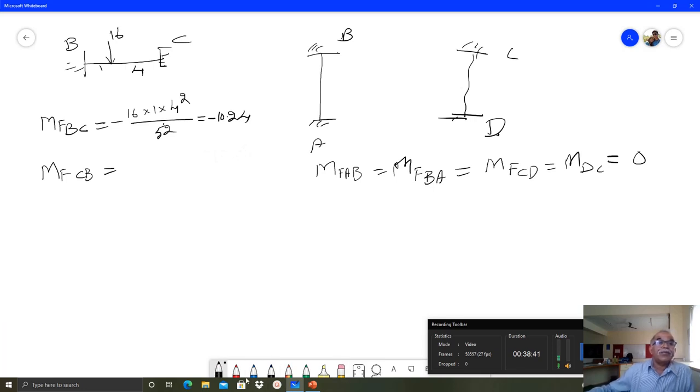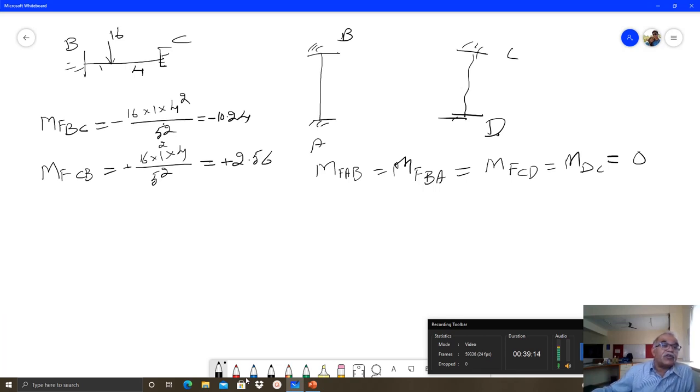MFCB will be plus 16 into 1 squared into 4 divided by 5 squared. Here A B squared, here A squared B. That is plus 2.56. That is FEM.